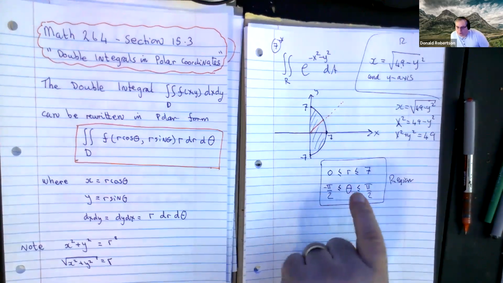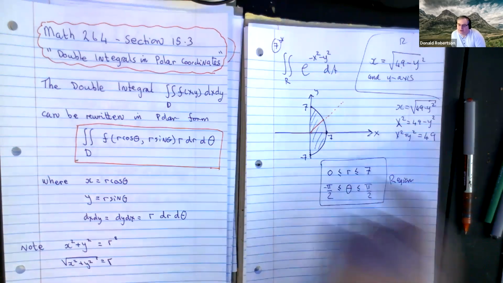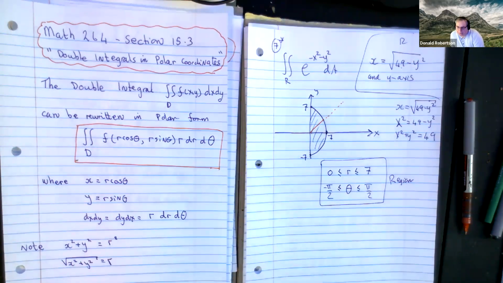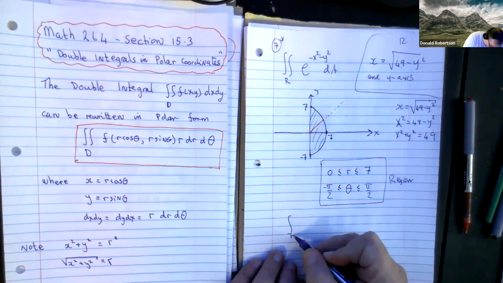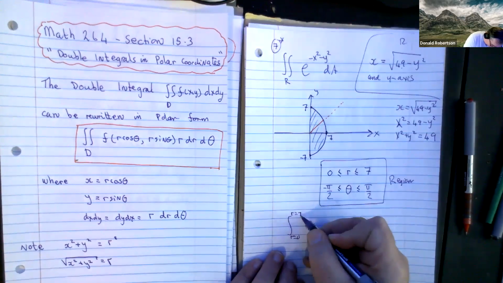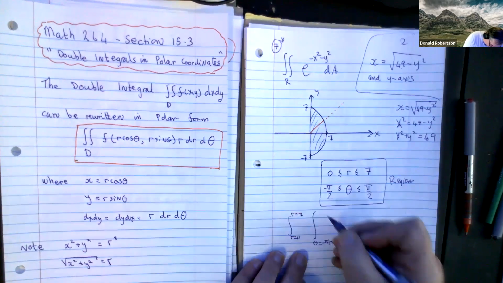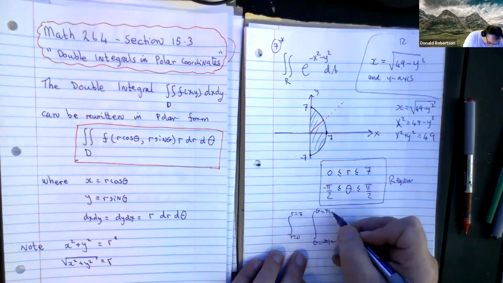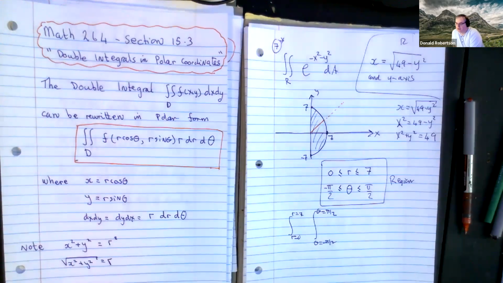Are you happy about the polar version of this shape based on the theta and the r? Any issues? Call it good. Okay. r is going to go from 0 to 7. Theta is going to go from negative pi upon 2 to positive pi upon 2. Okay, this one is not as ugly as it looks. It turns into polar quite nicely.